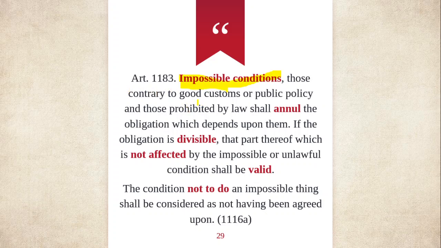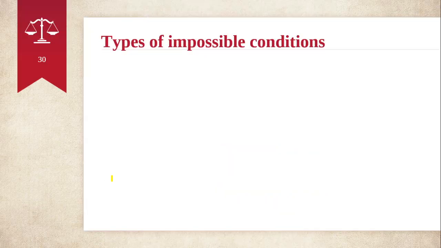Okay? Shall annul. So, ibig sabihin, magkakaroon ng walang visa. If the obligation is divisible, okay, pwede na to siya i-determine, pwede na to siyang hation or i-divide, then kadto lang part nga wala naapektuhan ang valid. Katong naapektuhan sa impossible condition, then mao to siya ang void. The condition not to do an impossible thing shall be rendered as not having agreed upon. Okay? So according to the previous provision, Article 1183, here are the types of impossible conditions.